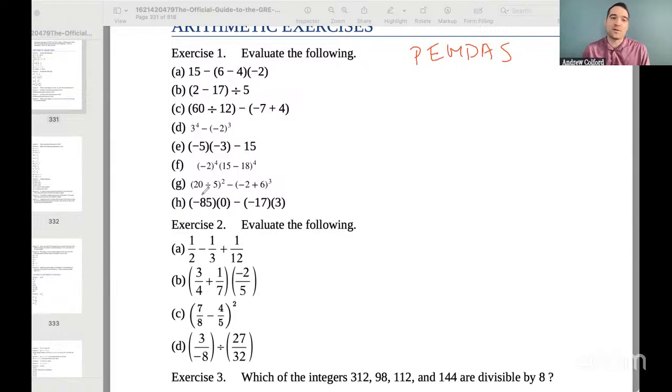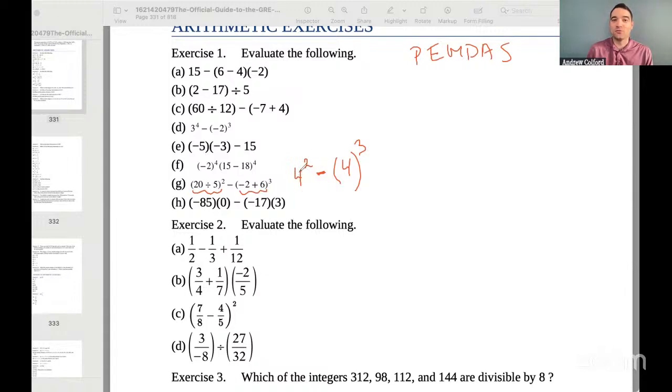So let's start with the parentheses. And Laura, you're welcome to interrupt me as I go here. If you have a question, feel free to add anything. So 20 divided by 5 is 4, right? So that's 4 squared. I'll write this over here. I get 4 squared minus, and then I'm going to work in this parentheses right here. -2 plus 6 is 4, cubed. Stop me if you have any questions on that so far, Laura.